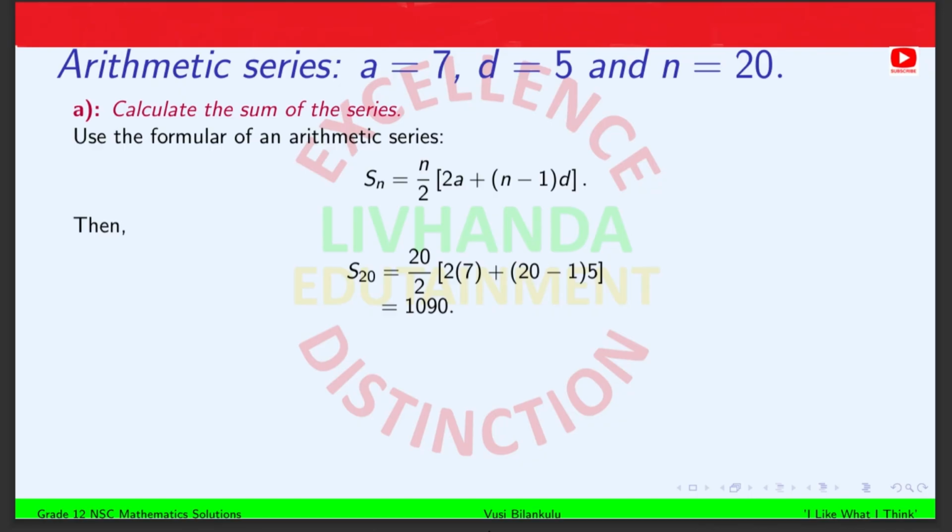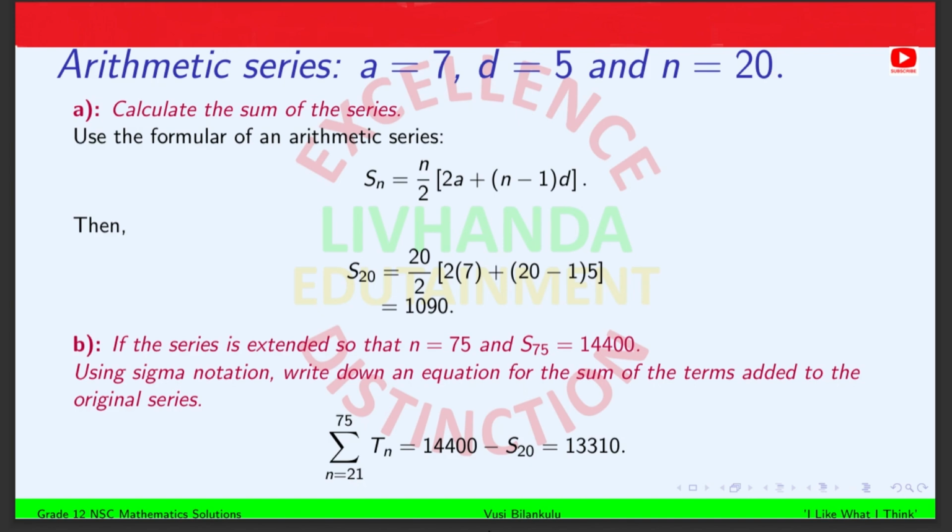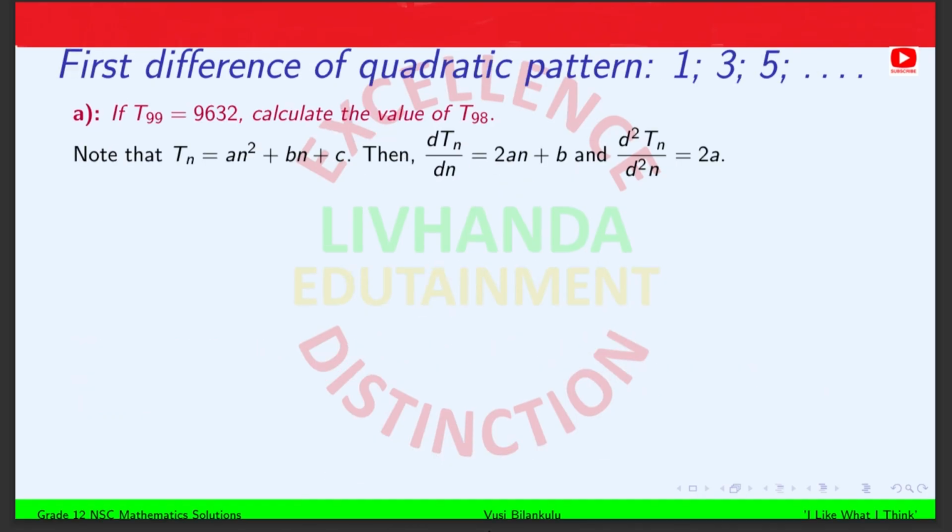Substitute a equals 7, then d equals 5, and then n equals 20, so that the sum of the first 20 terms equals 1090. If the series is extended so that n equals 75, with a total of 14,400, the sum of the terms added to the original series is shown on the slide in sigma notation equals 13,310.